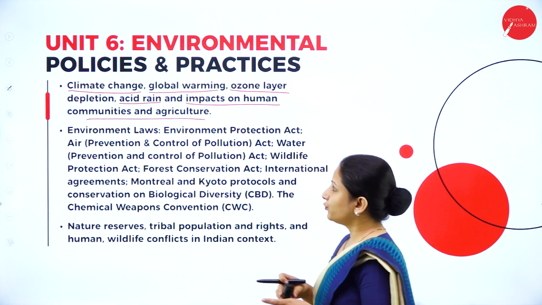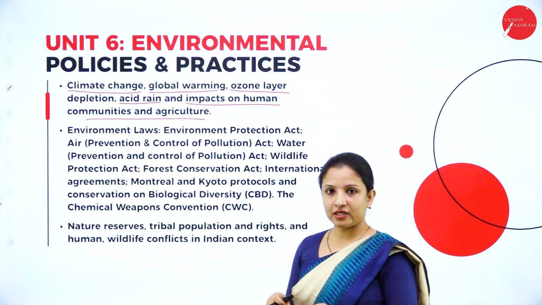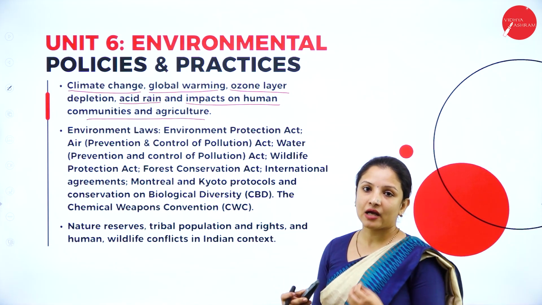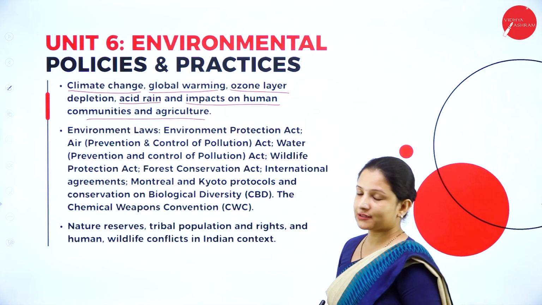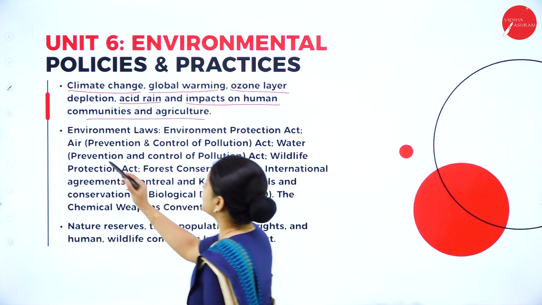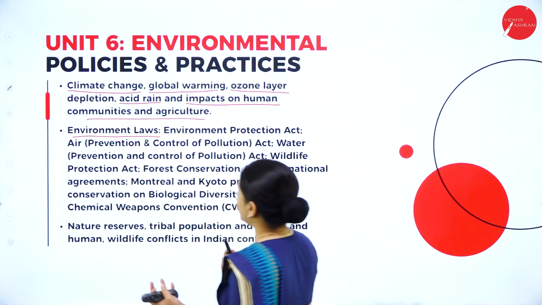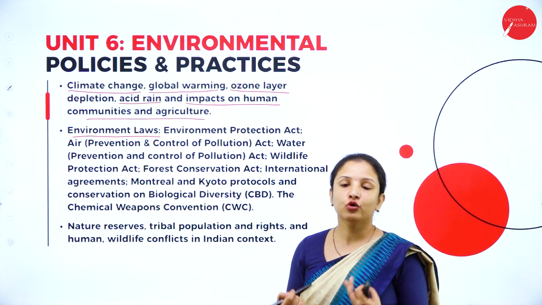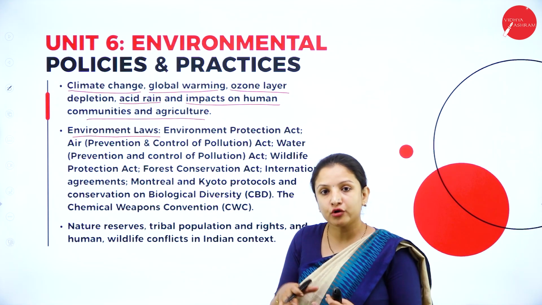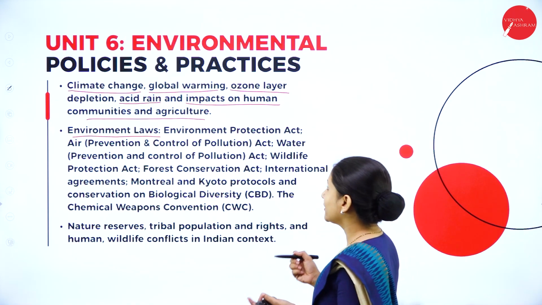Of course, global warming, climate change, ozone layer depletion, and acid rain can have a large impact on agriculture. So all that we need to study under this. Next is various environmental laws that have been put up to safeguard the environment, because without law, nobody will take the initiative of not doing something bad, right? So what are the different laws?